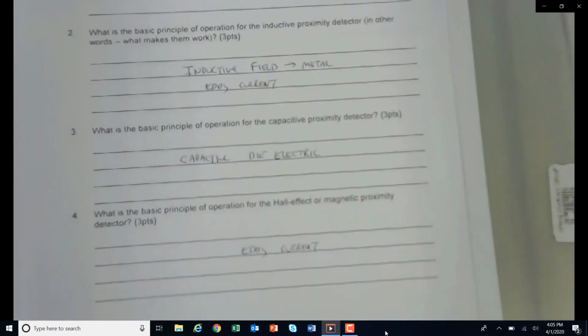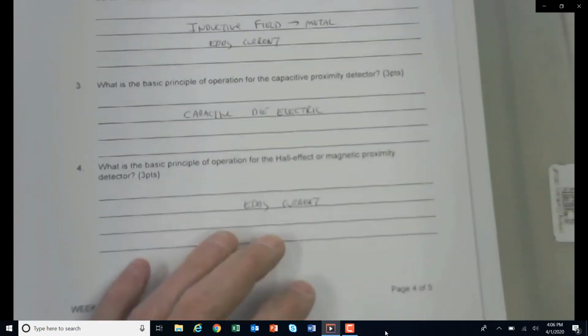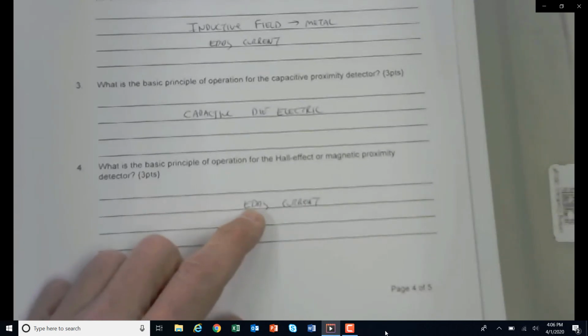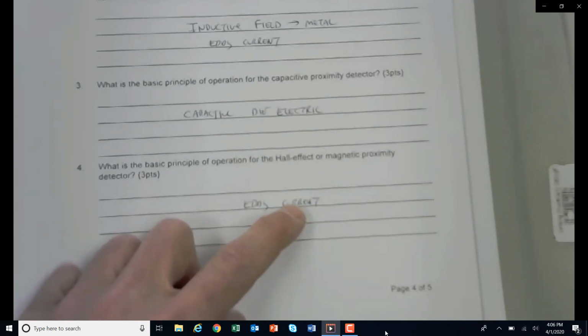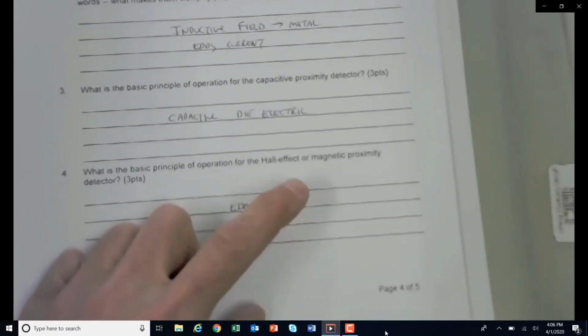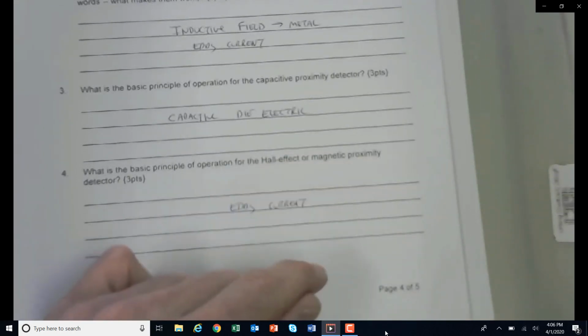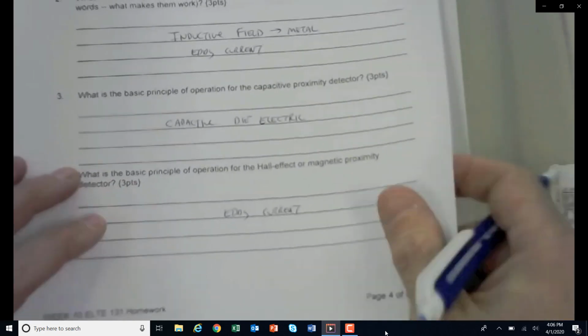The capacitive was a capacitive field, and same thing. It had a dielectric constant, and it senses just about anything, because that dielectric constant is usually large enough. That was the principle there, and we demonstrated that in lab. And the basic principle of operation of the Hall effect is magnetics. Once again, you've got a magnetic field, and when you put some type of metal in there to interact with the magnetic field, that's going to set up a current in the sensor, and you can sense that. Okay, so that was pretty good there.